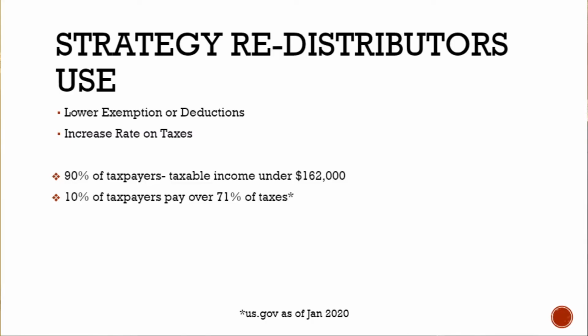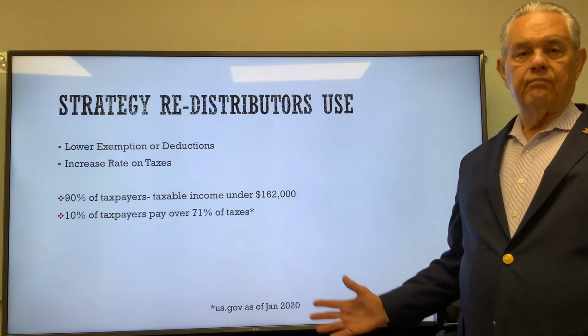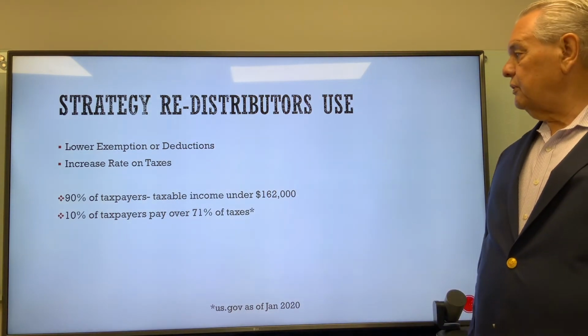So what have the redistributors been doing? All along, they tend to lower the exemptions or deductions, and then they increase the rates. Now, 90% of taxpayers listening to this out there have incomes less than $162,000. That's 90% of the taxpayers. I'm going to talk a little bit about that again. But again, the government is pretty smart. They go where the money is. The top 10% pay over 71% of the taxes. So, going out to dinner, the top 10% of the people would pay 71% of the tab. That's really what the government has structured.